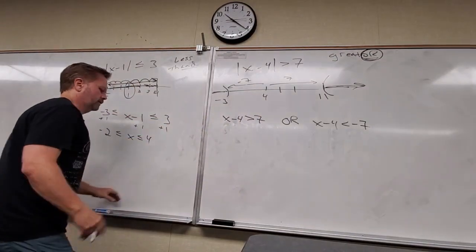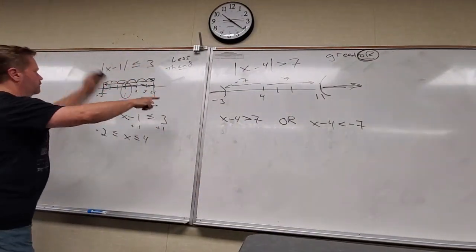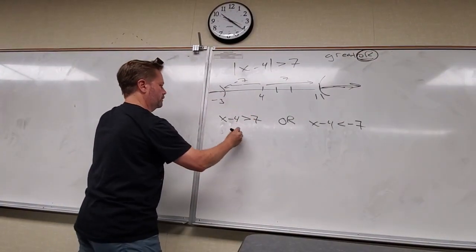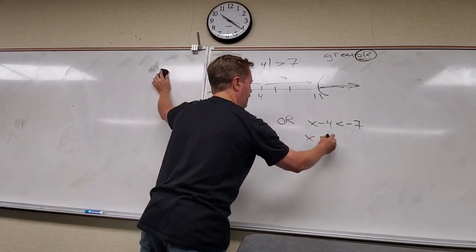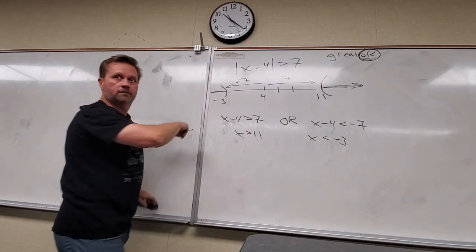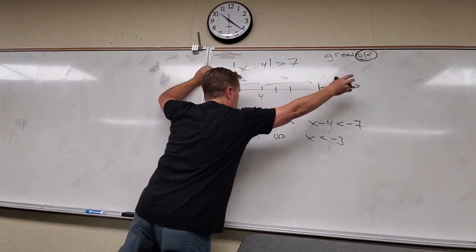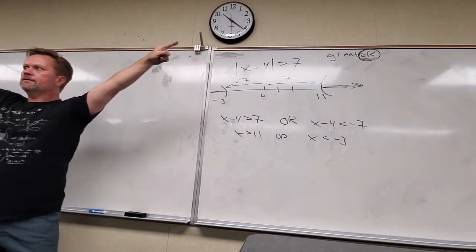So real quick, let me ask you guys. I should have done this first. That's easy, right? Let's solve that, and then we'll see you get the same answer. Blah blah blah, right? Add 4, same answer, right? Less than -3 or greater than 11. You get the same answer. Yes?